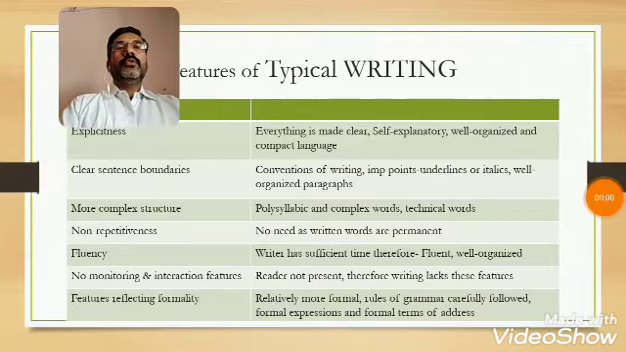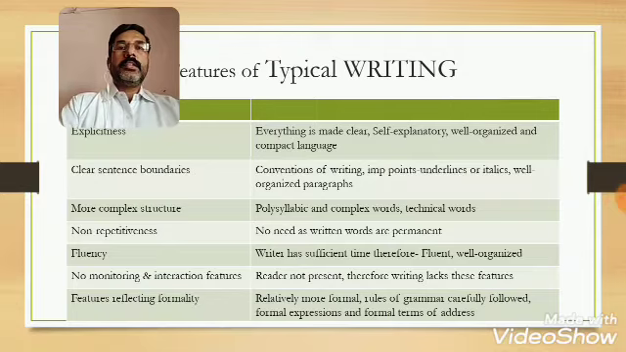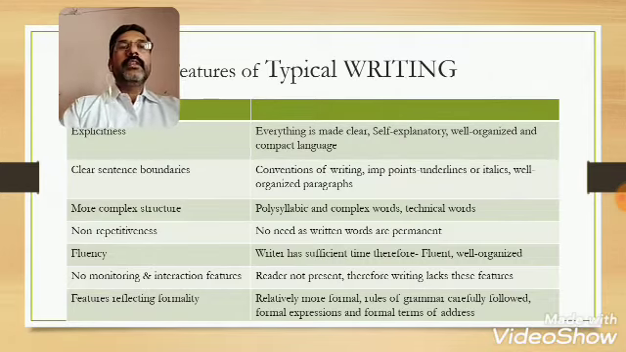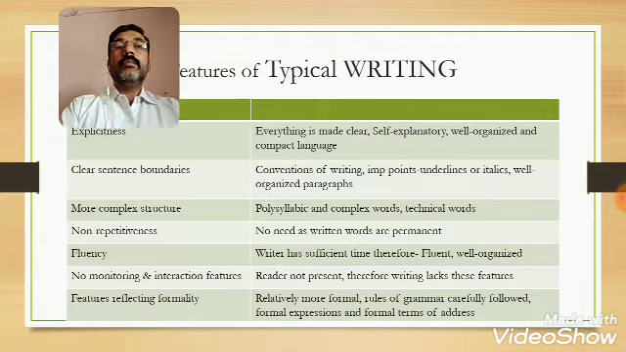Now let's move on to the features of typical writing. The first feature of typical writing is explicitness, which simply means clarity. So everything is made clear by the writer as he gets more time before he writes, and most of the writing is self-explanatory, which results in clarity. Due to the more time which a writer gets before he delivers his content, the writing becomes well organized and he has a choice to use compact language.